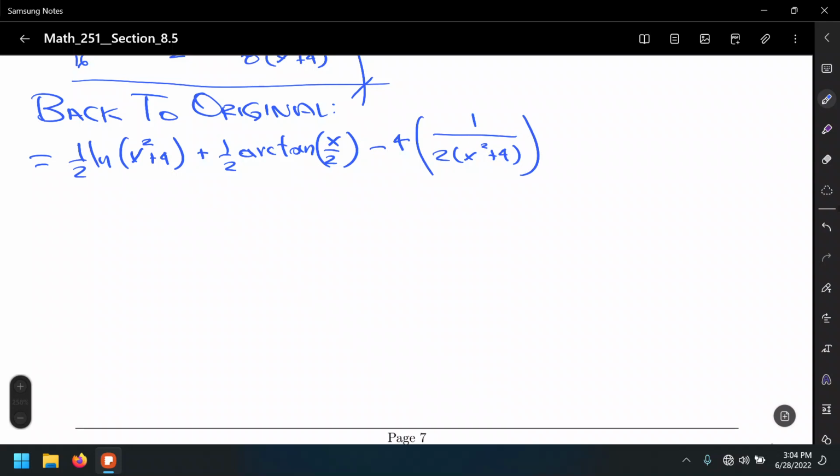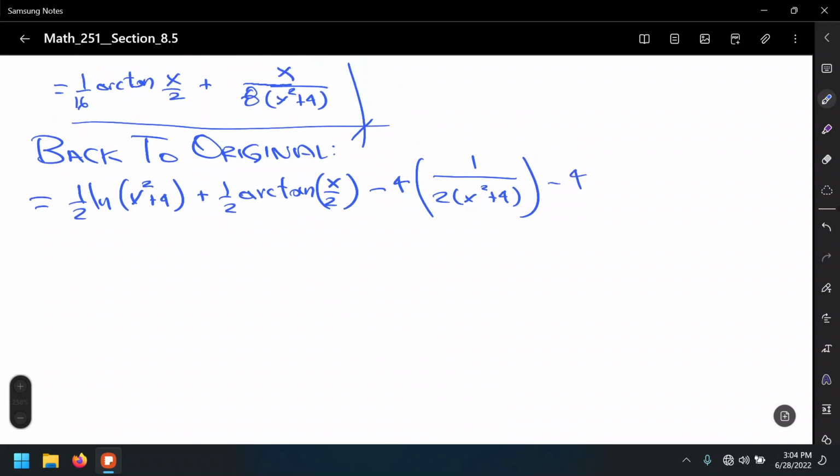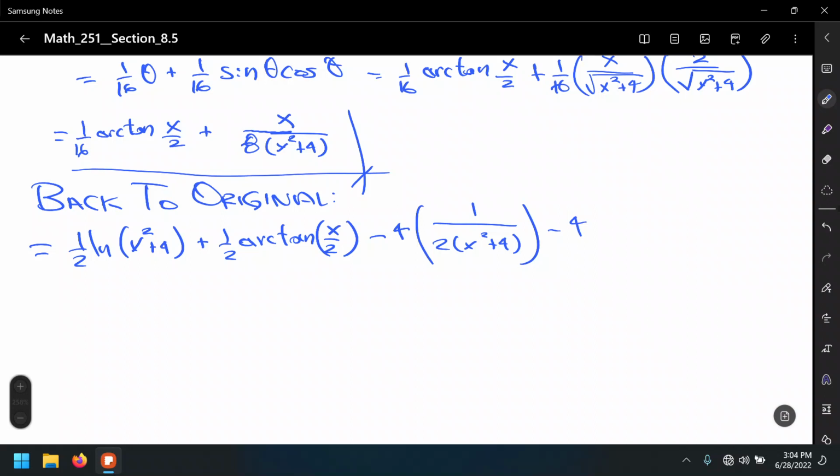And for the last term, minus 4 times whatever we got from doing this trigonometric substitution, which in this case is 1 over 16 arctan x over 2 plus x over 8 x squared plus 4. Alright, so that's our final answer, Nick. Wasn't the third integral answer negative? Yes. So we have to do negative 4 times. Yes, and that's going to cancel that negative later.